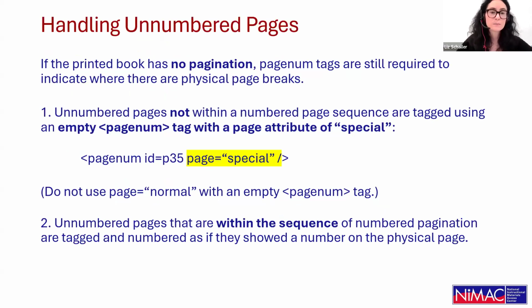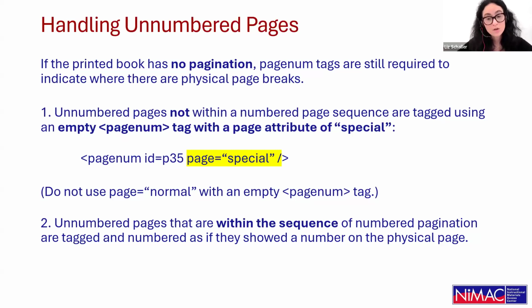So here you can see how to handle unnumbered pages. This can be a little complicated. There are a few different instances here, so we wanted to make sure to touch on it. If the printed book has no pagination, then page num tags are still required to indicate where there are physical page breaks in the material. When there is no pagination or unnumbered pages are not within a numbered page sequence, then those should be tagged as empty page num tags with the attribute of special.